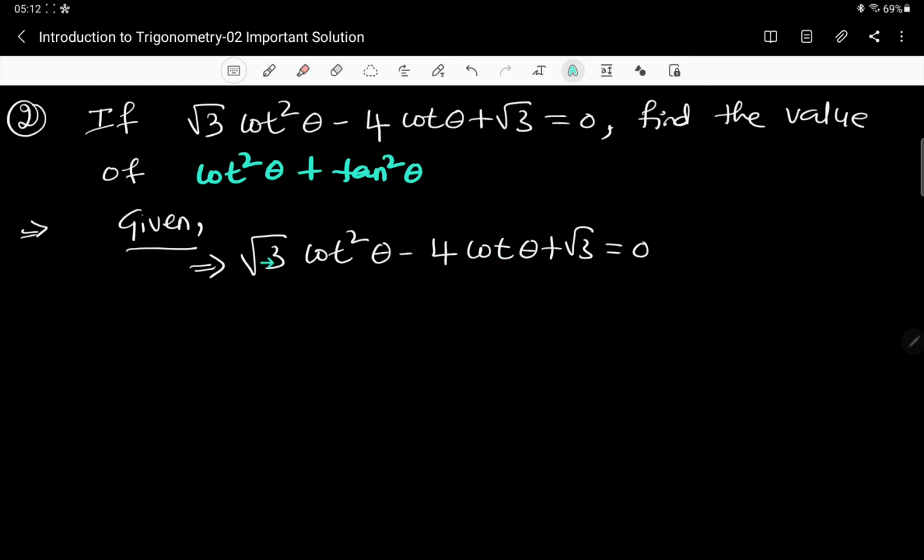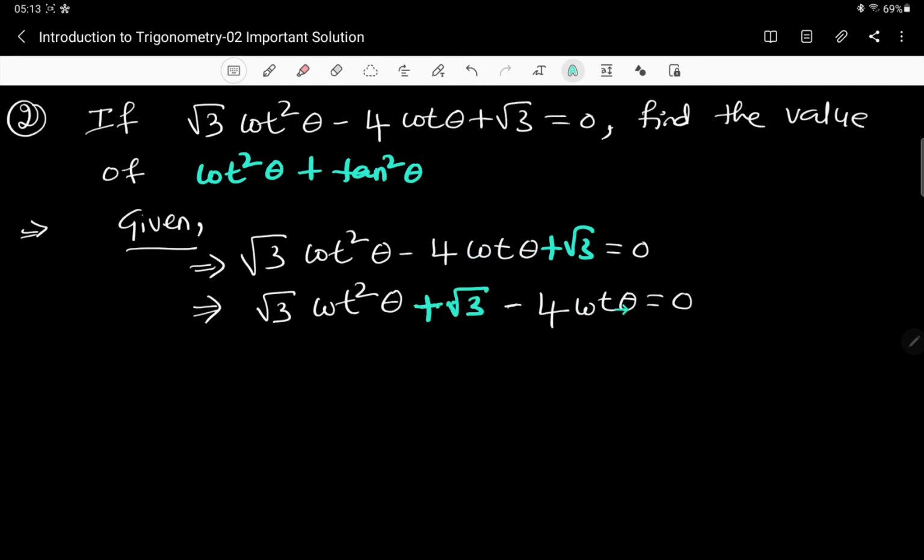Now we can do one logic here. Look at this. This is root 3 and this is root 3. In the first term and third term, root 3 is there. So let's keep them one side. Root 3 cot square theta, then plus root 3, let me write it down, and minus 4 cot theta, let me write it on another side. So that is equal to 0. I haven't done anything, it's indifferent. Plus root 3 I have written before, and this minus 4 cot theta I have written afterwards.